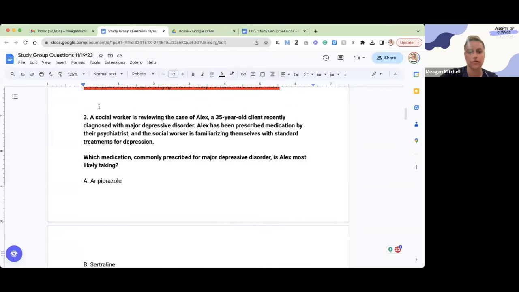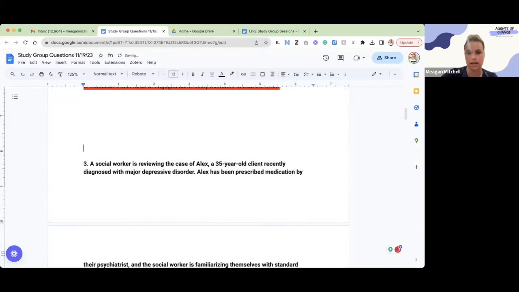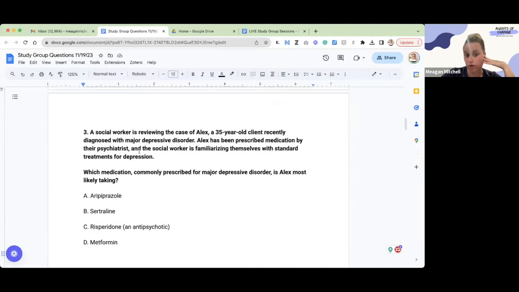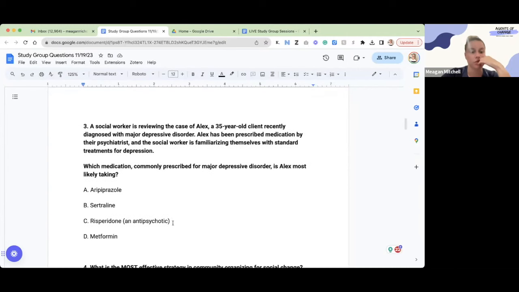A few people have been asking for medication questions. So here you go. And people have asked, do I need to know the generic name? Do I need to know the brand name? It could give you either. So just when you are going through these, it's important to know. And I can take this out. You don't need to know that. Well, now you do know that risperidone is an antipsychotic, but the test will probably not tell you what it is.